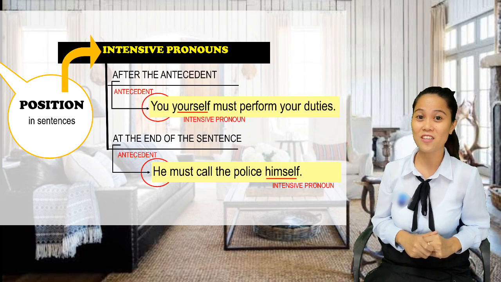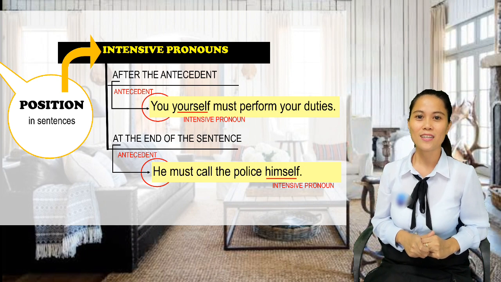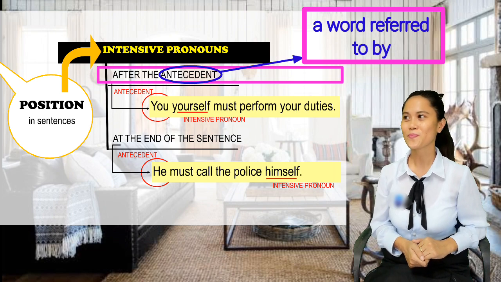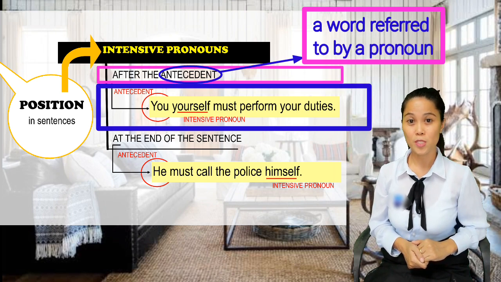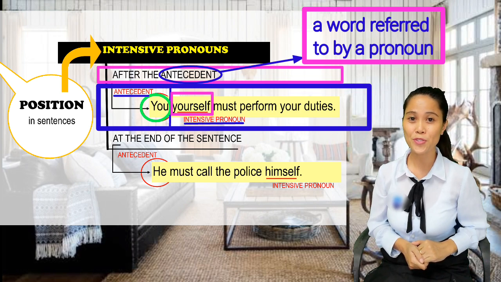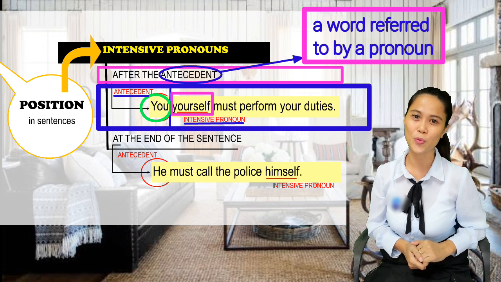Where do we find intensive pronouns in sentences? We can find intensive pronouns immediately after the antecedent. Let's take this for example. You yourself must perform your duties. You there is the antecedent. Yourself is the intensive pronoun. This sentence only means that there is no other person who is going to do the duties but you yourself. That intensifies the gravity, the necessity of you doing your duties.